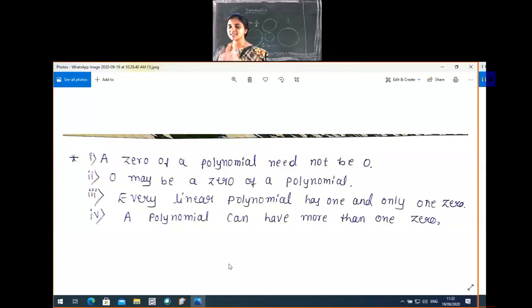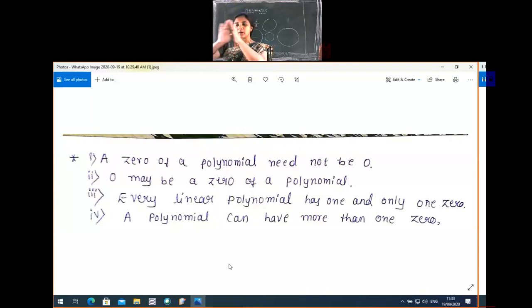It will not always be 0. We just discussed that 1 is a zero of a polynomial. In some situation -2 is the zero of the polynomial. In some situation +2 is the zero of the polynomial. In some different problem -1/2 is the zero of the polynomial. Okay? A zero of a polynomial need not be 0. It won't always be 0, they are different numbers.